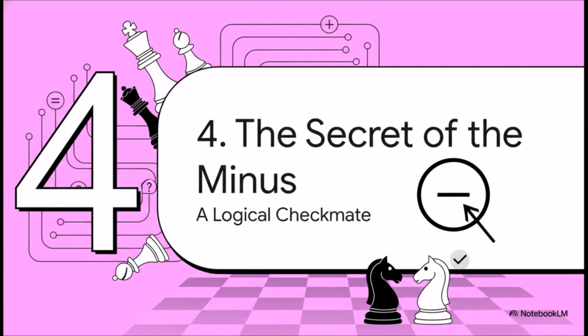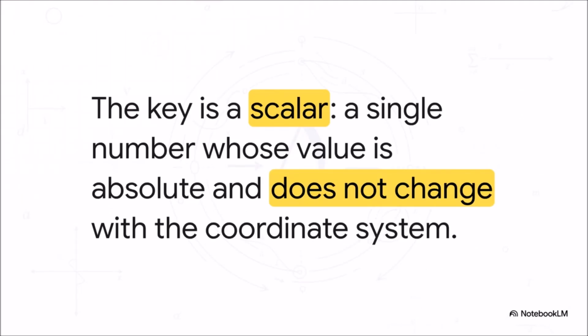Okay, we have all the pieces on the board. We've got a flawed tool, a correction factor, and a mystery. And now for the climax. We are about to solve the secret of the minus sign, not with some complicated, messy calculation, but with a simple, inescapable piece of pure logic. The key that unlocks this entire puzzle is the scalar. A scalar is just a single number, like temperature or mass, and its value is absolute.